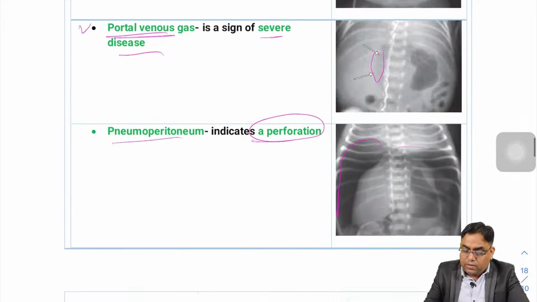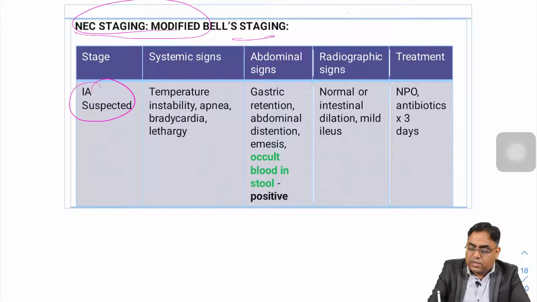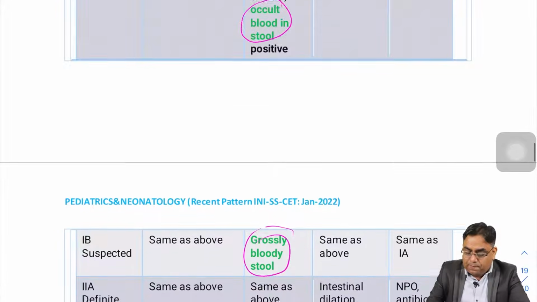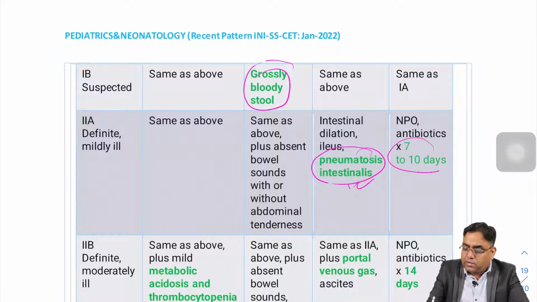Okay. So, these are the radiological signs. The staging system is the modified Bell staging. 1A is suspected. Here the occult blood is positive. 1 means suspected, and 1A, 1B, the gross blood in the stool is 1B. 2A, there will be radiological sign pneumatosis intestinalis, and treatment will be 7 to 10 days of antibiotics with NPO.